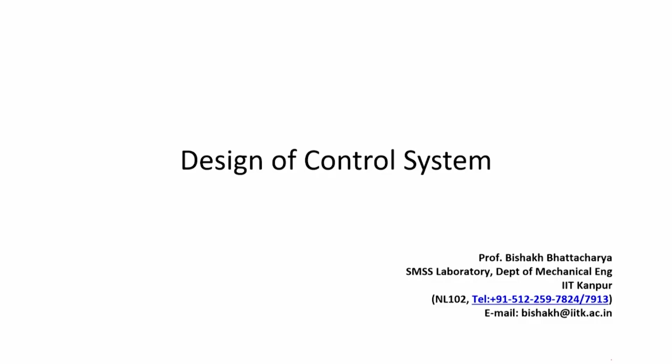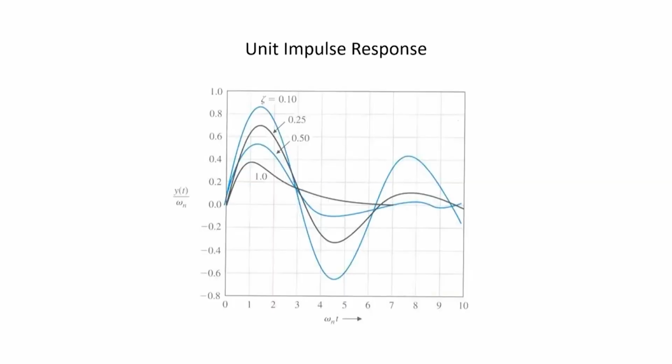Welcome to the class of Intelligent Product Design. In this part of the lecture, we will go into the depth of the design of control system. But first of all, let us look into the second order system that we have talked about earlier, the basic representation of it and the response of the second order system, because that is very fundamental to many of our system design. So, this is the unit impulse response of a second order system.